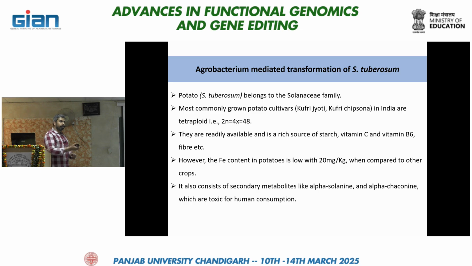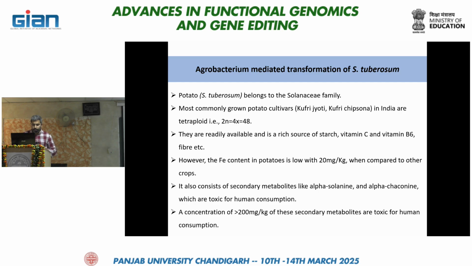I'm letting you know these points because I want you to know the rationale behind selecting those genes, which we'll be covering in the next slides. Potato also contains secondary metabolites like alpha-solanine and alpha-chaconine, which are toxic for human consumption. A concentration of more than 200 mg per kg is considered unsafe or toxic for human consumption.